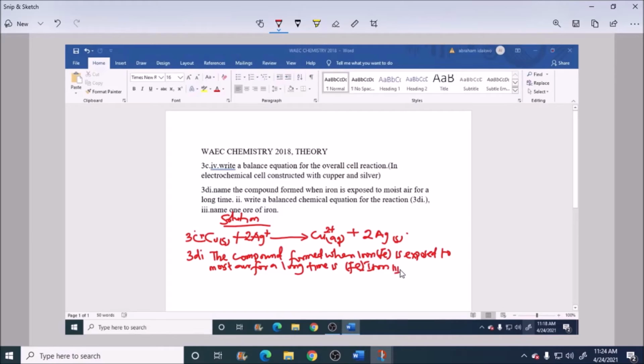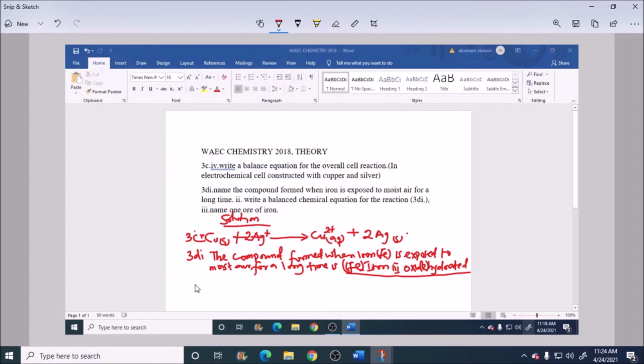Then this iron 3 oxide is hydrated. So we have hydrated iron 3 oxide. This is the compound formed as a result of long time exposure of iron to air. So that is the answer to 3D Roman figure 1.